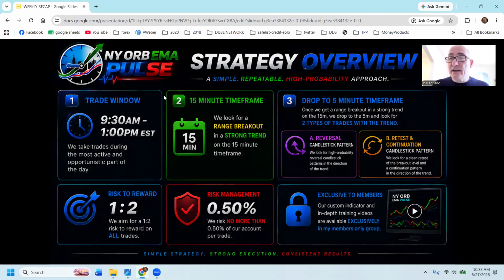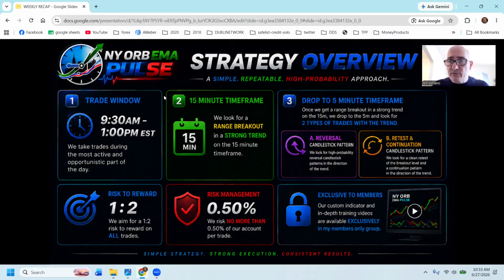So once we get that range breakout, that's when the indicator will go off, alerting us that we have a potential trade, right? This indicator is not a buy or sell signal. It's like all the other indicators that we have in our community. They just alert you that there's a potential opportunity for a trade in that particular pair.